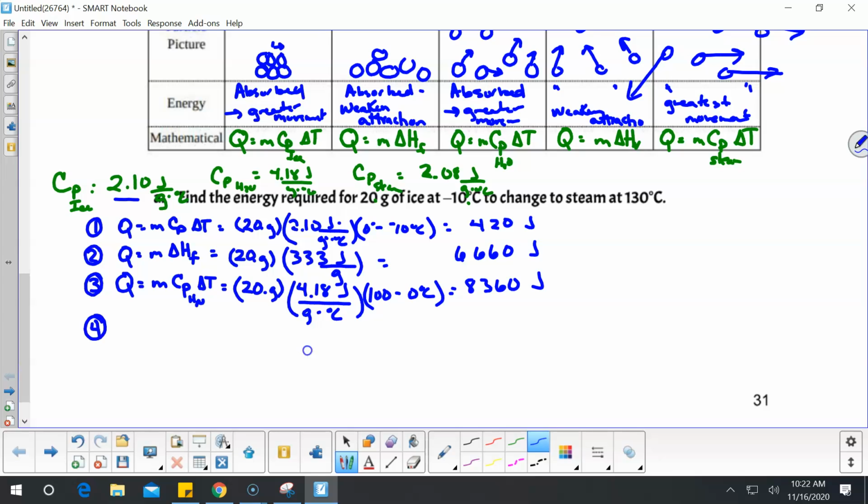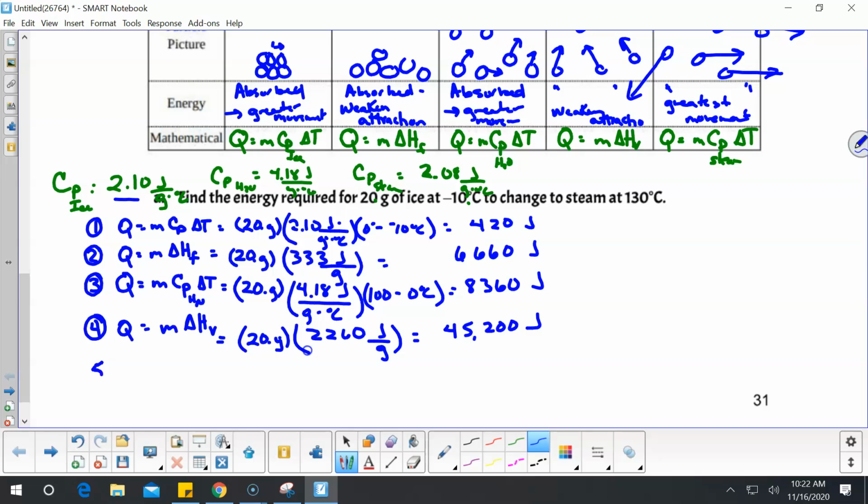The next segment is when we're changing this water into a vapor. So it's the fourth segment. Equation is Q equals mass times the change in H for vaporization, or the enthalpy. So it's still 20 grams. And the change in H for this vaporization is 2,260 joules per gram. The calculation was 45,200 joules.